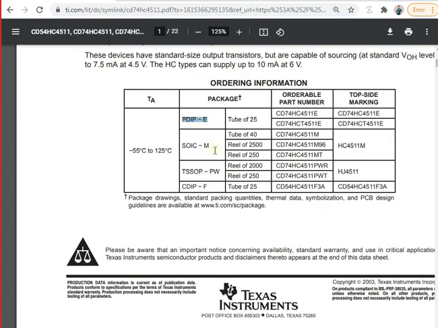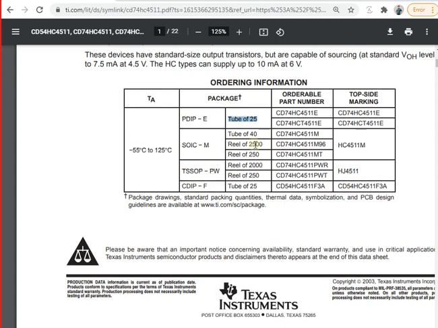If you want to use an SMD, surface mount, then you can use SOIC or TSSOP. We will talk about them later on when we move from DIP packages to the SMD packages. But up till now I am using the PDIP package and it comes in a tube of 25. This means you are going to have 25 DIP ICs packaged together, so they are actually going to come in a tube. Maybe in some time I will show you a tube practically as well.